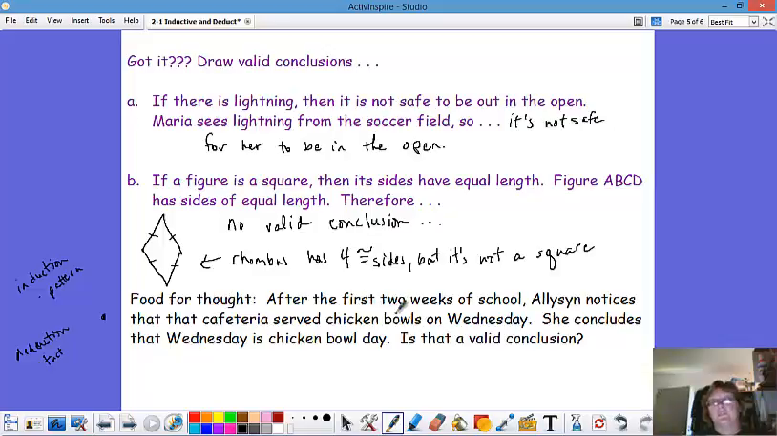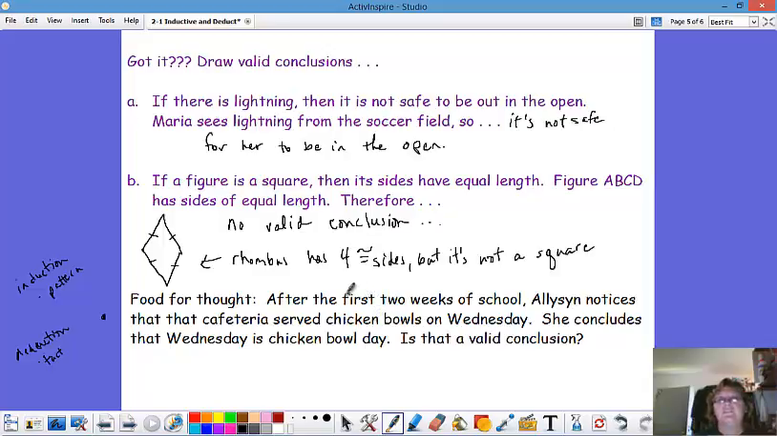After the first 2 weeks of school, and this is true, except that really when Allison was in school, it wasn't chicken bowl, it was chicken nuggets. After the first 2 weeks of school, Allison noticed that the cafeteria had chicken bowls on Wednesday. She went the first week, and man, she was so excited when she got home. Chicken bowls! They had chicken bowls on Wednesday! She was really excited in first grade. The next week she comes home on Wednesday and she's like, Mom, they had chicken bowls again! And she was totally into that.